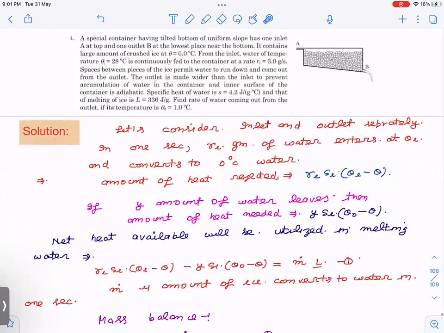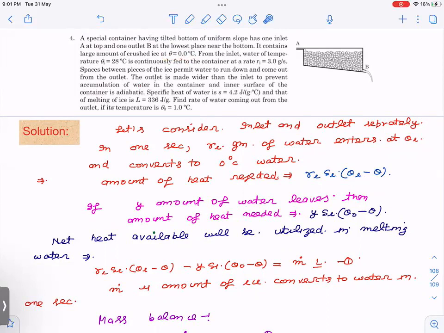For this kind of question, you always have to start thinking in blocks, step by step. First let us consider only the inlet, and forget about the outlet. If we consider only the inlet, what is happening in 1 second? Ri gram of water is entering at theta, which is 28 degrees, and let us say it converts to 0° water. Then how much heat will be rejected? It is m s delta T, that is Ri times specific heat times theta I minus theta, where theta here is 0.